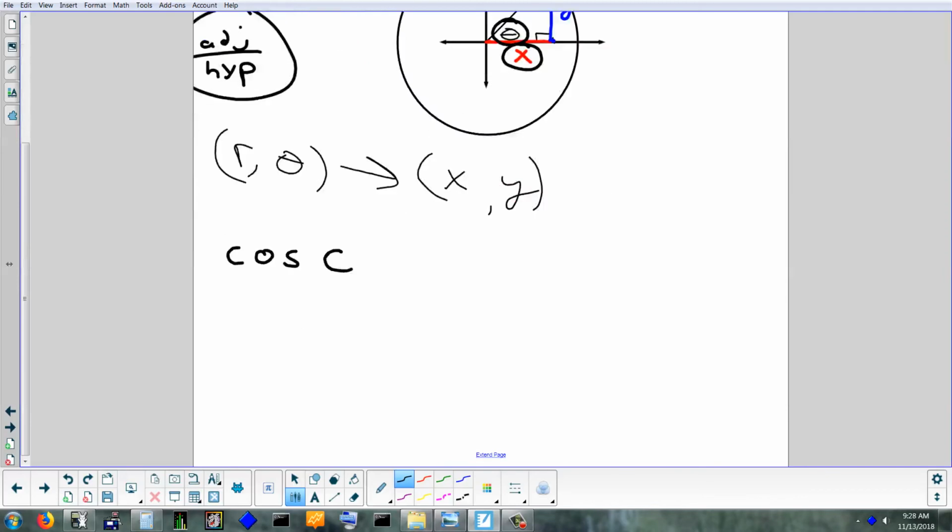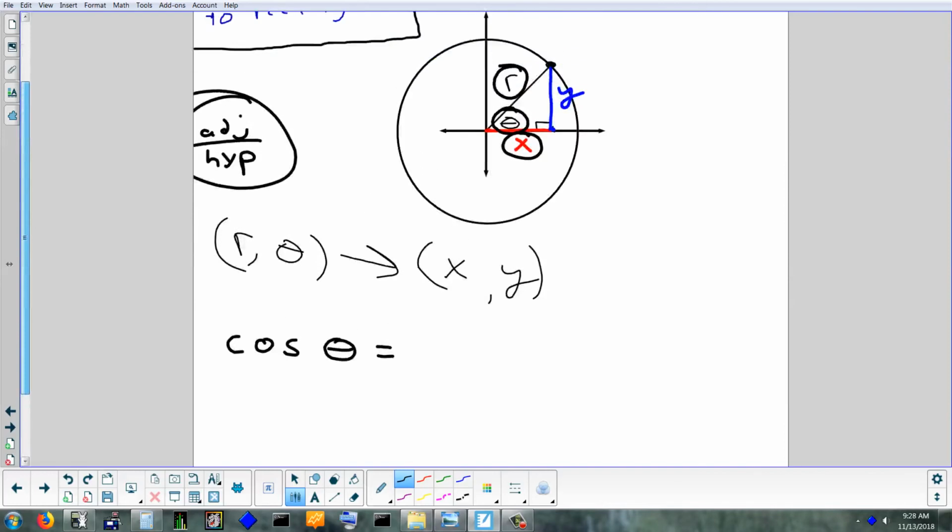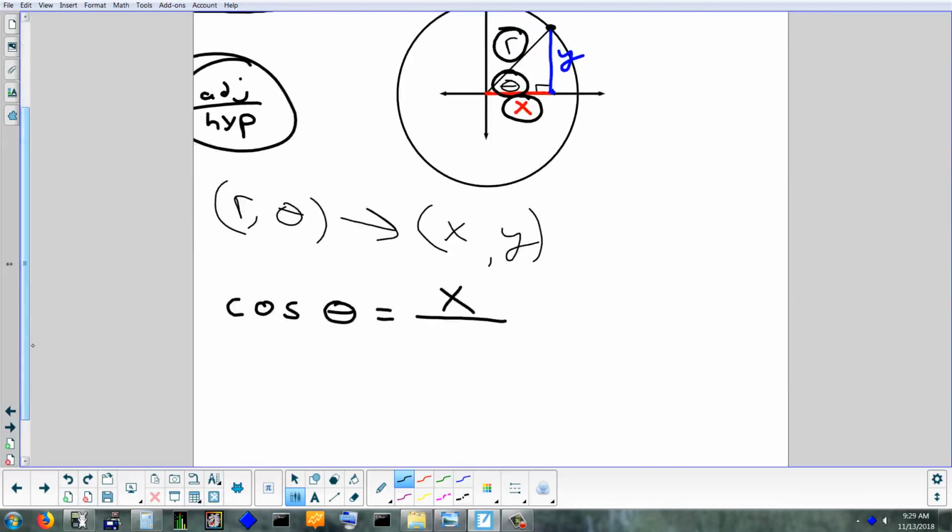The cosine of my angle, which again they're going to give me, I don't know it, I'm just writing it as theta. But the cosine of my angle equals adjacent over hypotenuse. So Christian, which side is adjacent here? Theta? To theta, yes. Which side is adjacent to theta? X. And which side is the hypotenuse? The radius, r. So there's my formula. I will know theta and r in a real problem, and I will fill them in. But I want to get x by itself.